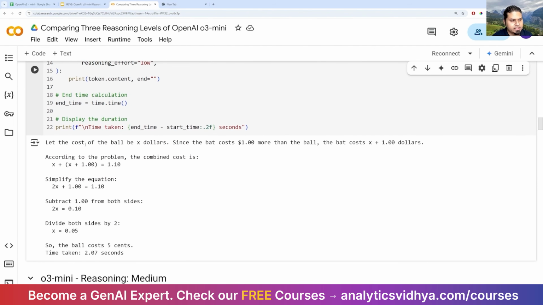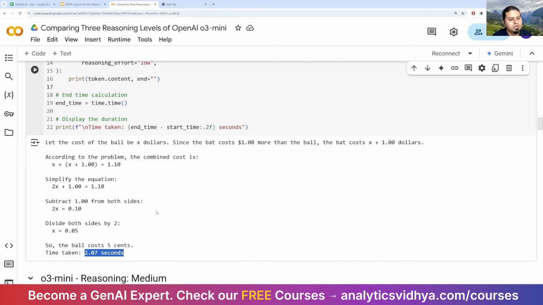So overall, it tells us let the cost of the ball be X dollars, bat costs $1 more than the ball, so the bat costs X plus $1, and then it just puts it into a simple linear equation here, simplifies it, gets to the answer saying that the ball costs $0.05, which is 5 cents, which is correct, and it took around 2 seconds to get to the answer.